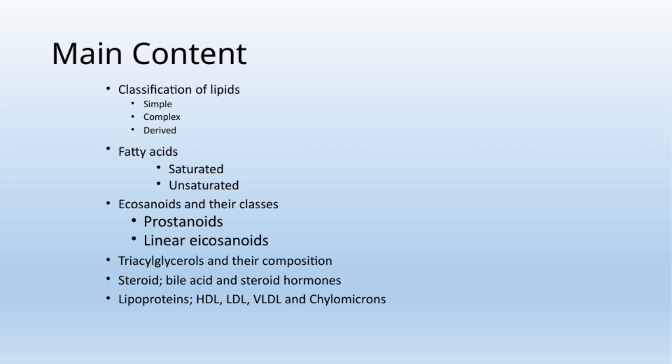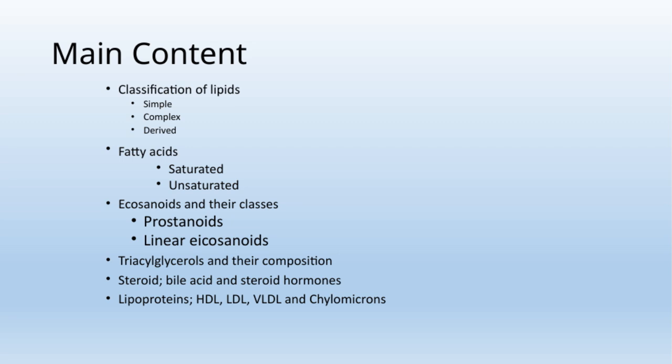Speaking of fatty acids, these are fundamental building blocks of many lipids. They can be saturated, meaning they have no double bonds, or unsaturated, which contain one or more double bonds. This distinction affects their physical properties and biological functions significantly. Eicosanoids are another important class, derived from fatty acids, and they include prostanoids and linear eicosanoids. Prostanoids, for example, are involved in inflammation and other signaling processes. Linear eicosanoids are also derived from fatty acids and participate in various physiological responses.